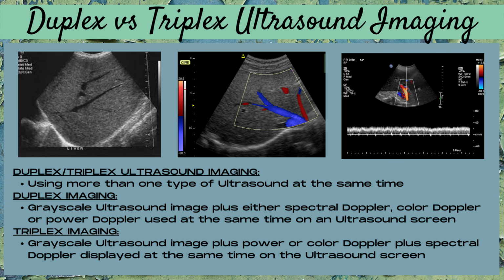For this, you have a grayscale ultrasound image, plus you're using either power or color Doppler imaging, plus you're also using spectral Doppler at the same time. Typically, when vessels are being interrogated, we're actually using triplex imaging because we almost always use color Doppler and spectral Doppler in conjunction with one another. However, ordering doctors often order this as a duplex ultrasound study. But what they're really asking for is a typical spectral Doppler, color Doppler, and grayscale ultrasound interrogation of an area of interest.